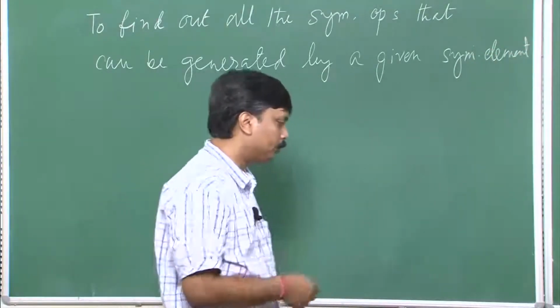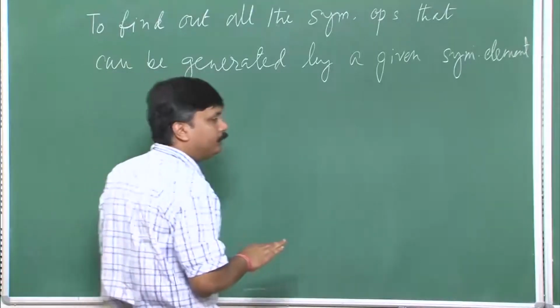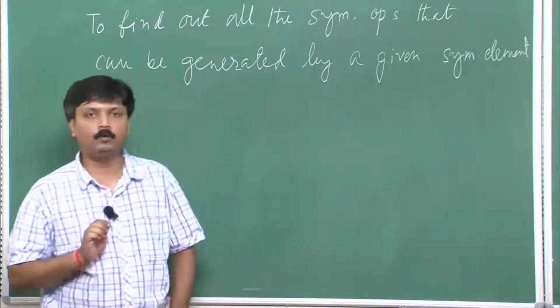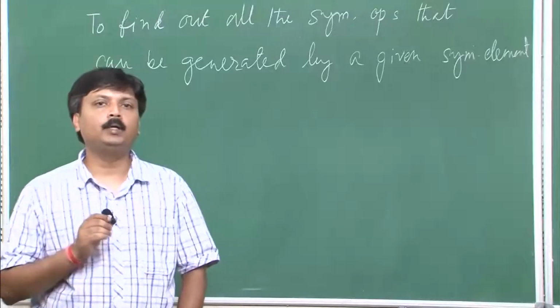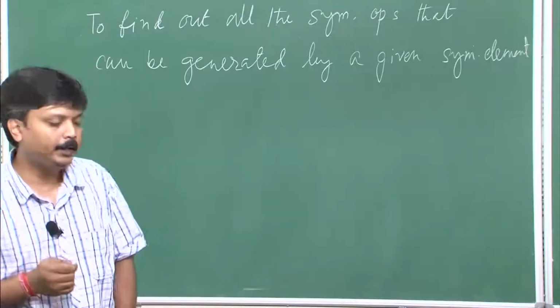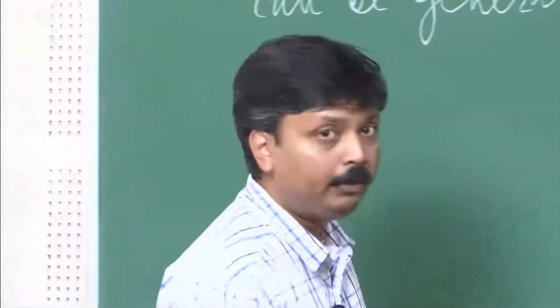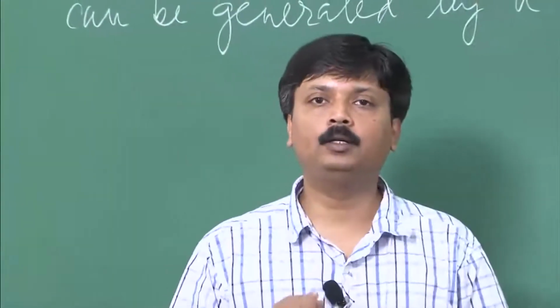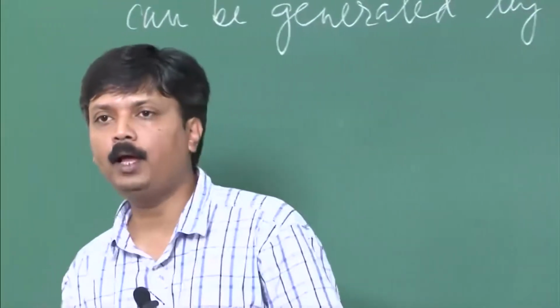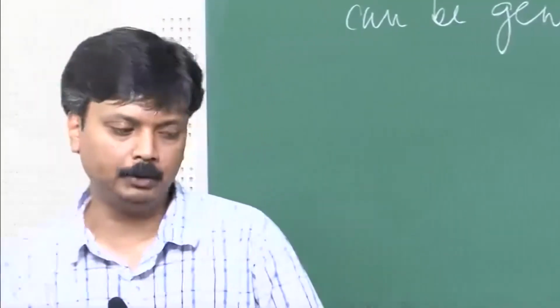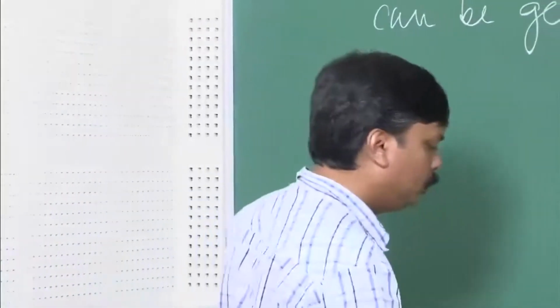So we have 5 different symmetry elements that we found out last week. Identity, we have proper axis of symmetry, we have center of inversion, we have improper axis of symmetry, and we have plane of symmetry or reflection symmetry. So let's do one by one.